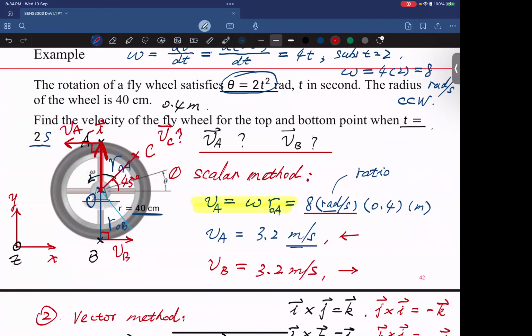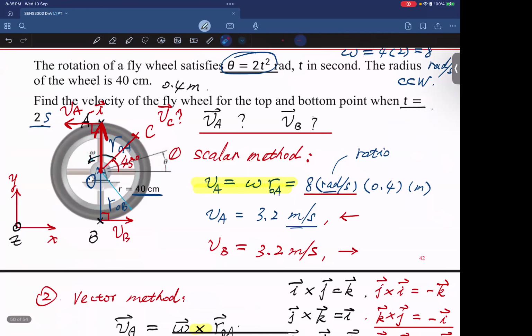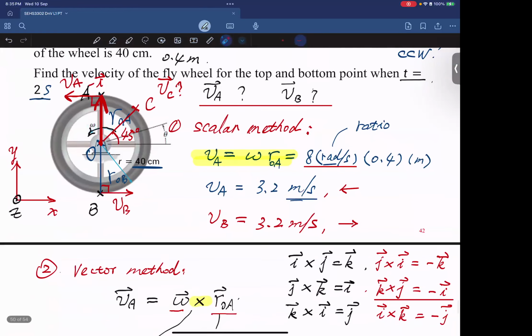Because for A or B, it's easy. For A, we just use positive J as the unit vector, right? And for B, we just use negative J. But for C, it's 45 degrees, right? 45 degrees, the unit vector, actually there are two ways.